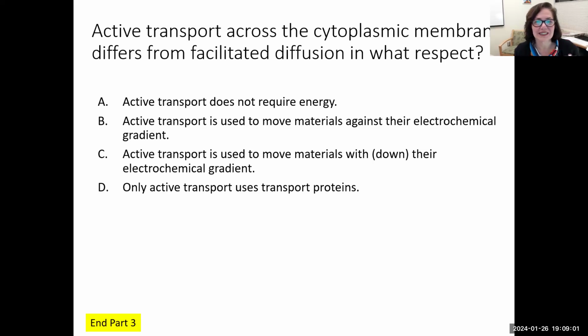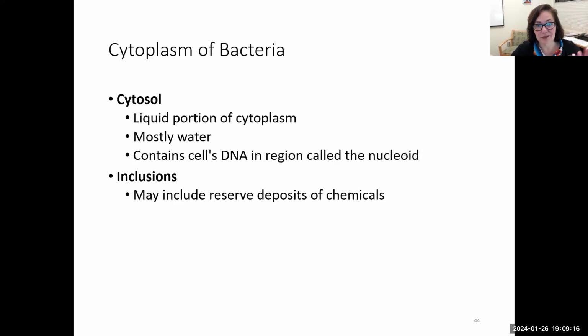Hello and welcome back to the lecture on Chapter 3, Structure and Function of Cells. We finished up with Part 3, and we were talking about movement of materials through the cell membrane. Now we're all the way on the inside of the cell, and we're going to talk a little bit about the cytoplasm of bacteria, but mostly we're going to talk about something that some bacteria can form.